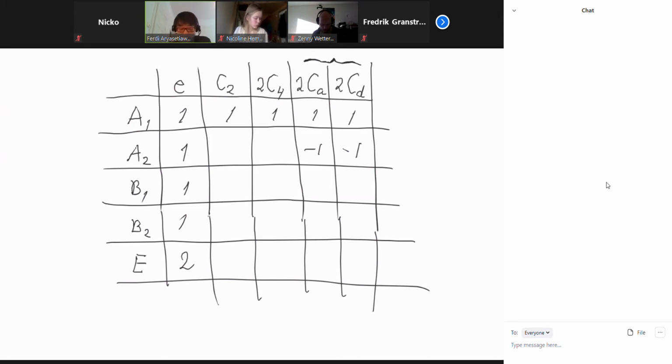So I'm looking at this one here. I could have chosen these two, of course, B1 and B2, because they are also one-dimensional. But then it's just a matter of labeling the representation. So you can choose any of these one-dimensional representations. And the other one is just 1, 1.